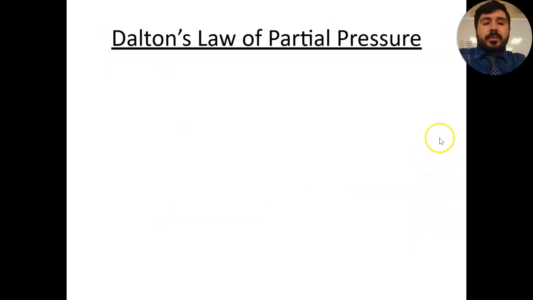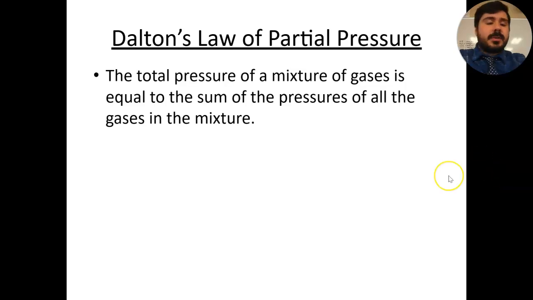Now, speaking of pressure, we've got something here called Dalton's law of partial pressure. This is a very basic formula that uses everyone's favorite type of operation, addition. It takes the sum of all the pressures of the gases in a mixture. So the total pressure of a mixture of gas is equal to the sum of the pressures of all the gases in that mixture. When I say the sum, I mean, of course, the addition of them.